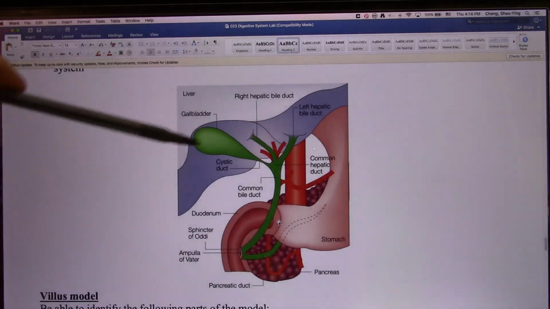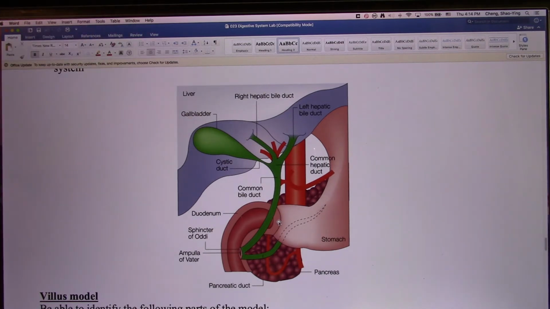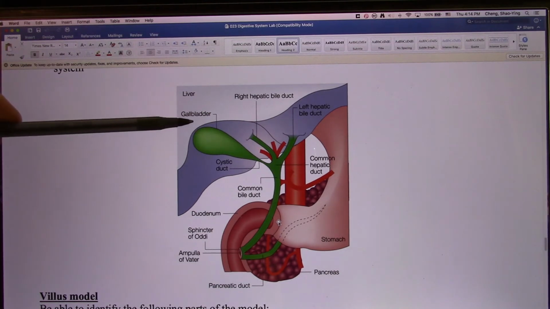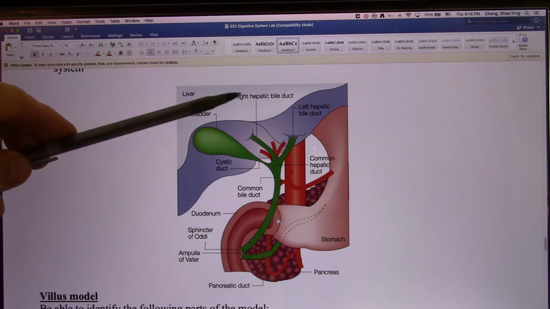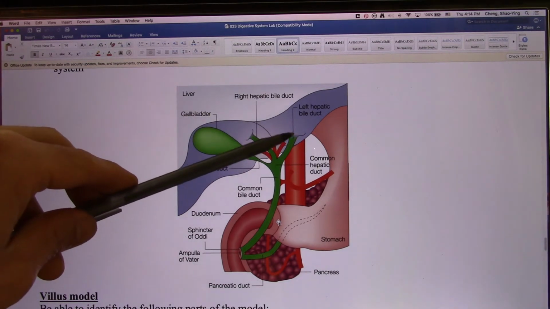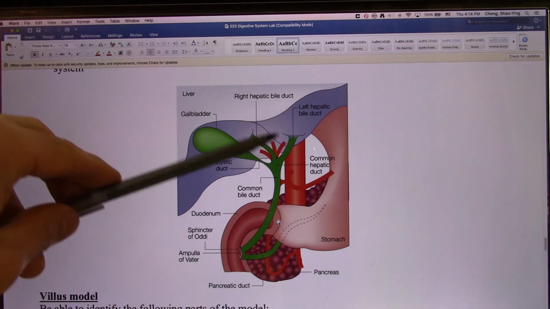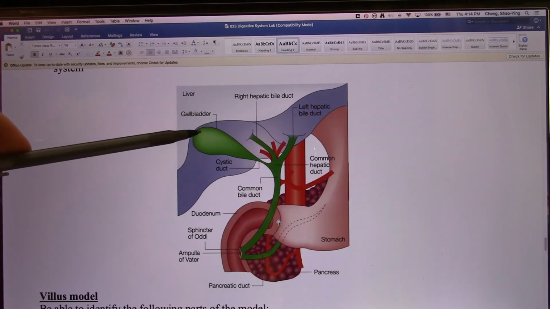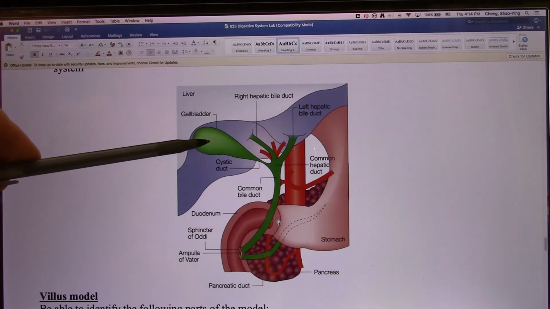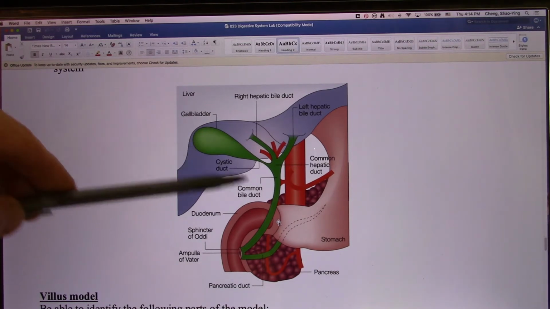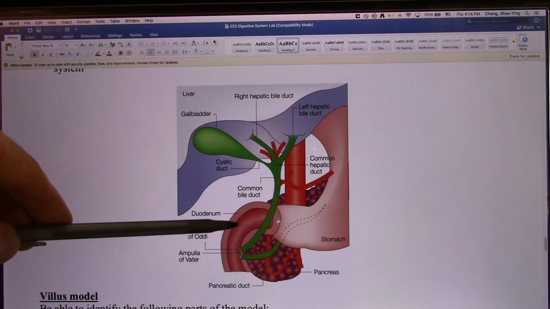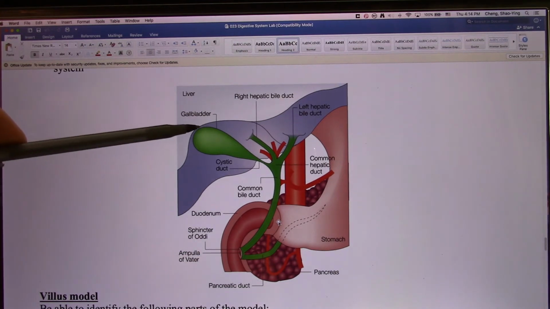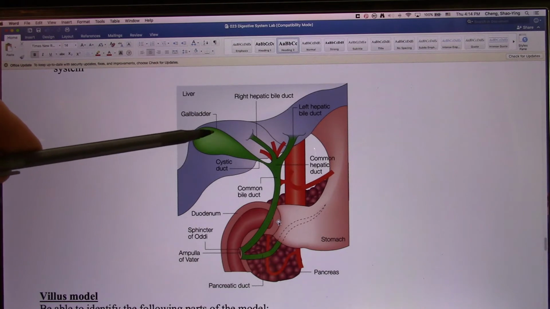Now let's use this to explain. Your liver is around here. Your liver produces bile, and the bile is stored in the gallbladder. The gallbladder is a container. After the liver produces bile, it goes through the right hepatic duct and left hepatic duct to the gallbladder, and waits there. When your chyme goes from the stomach to the duodenum, it triggers a reflex that makes the gallbladder release bile.